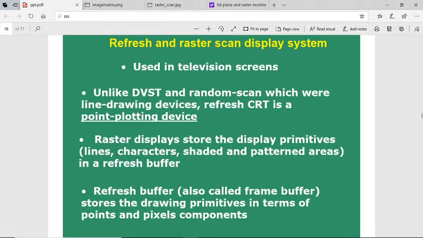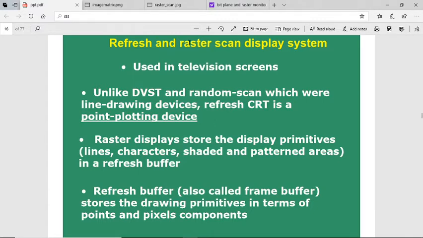So let's just go back. Unlike DVST and random scan, which are line drawing devices, the refresh CRT, also called raster scan display, is a point plotting device. Random scan or DVST are line drawing devices. They draw images based on lines.